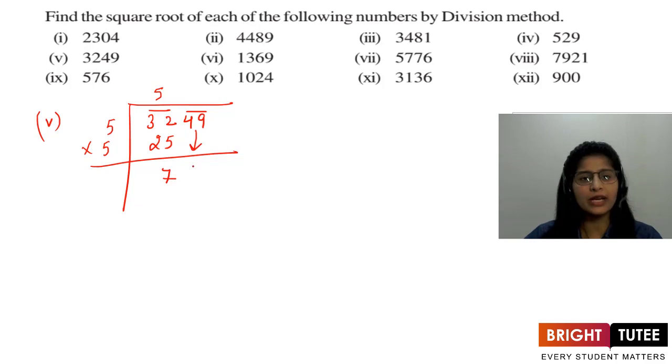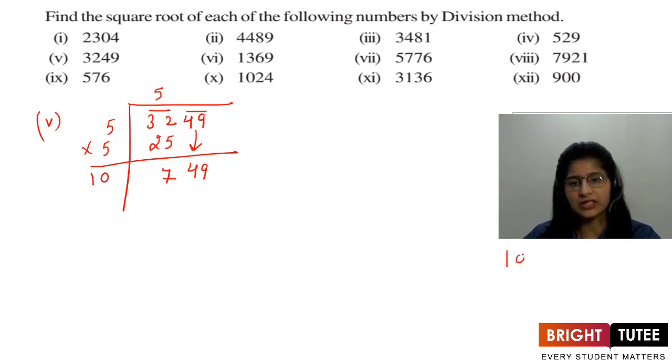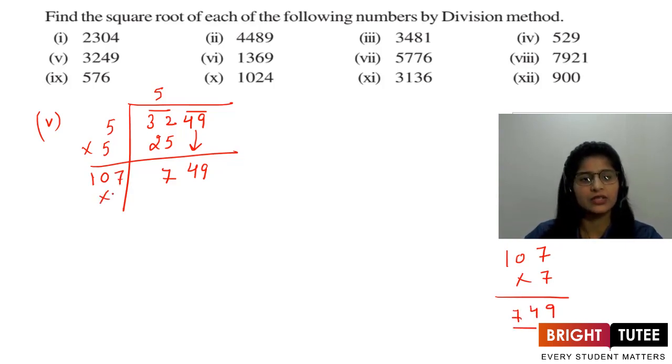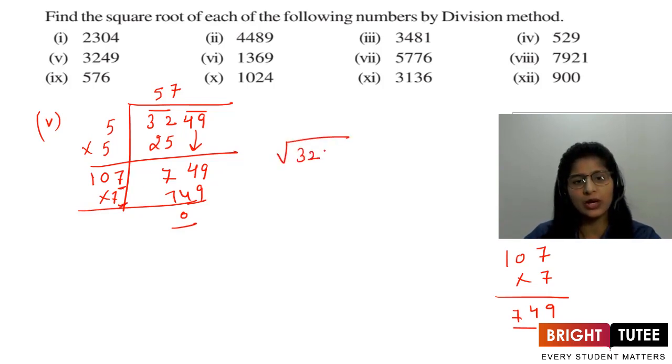We are going to get 7. Now what will we copy? 49. Okay, now if we copy 49, double of 5 is how much? Double of 5 is 10. When we get 9 at the end, we have 7 as the units place. So let's try with 7. 7 7s are 49, 7 1s are 7. We are getting 749 at 7. So multiplying it with 7, we get 749, and the remainder is 0. So what will come here? 7, because the digit we have used here is 7. Square root of 3249 is equal to 57. Clear? So this is how we find it.